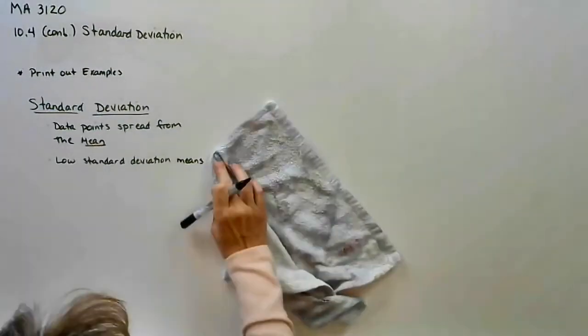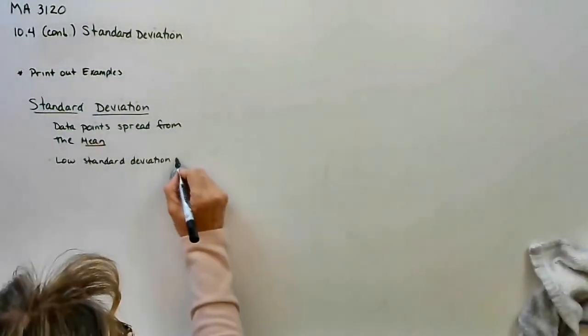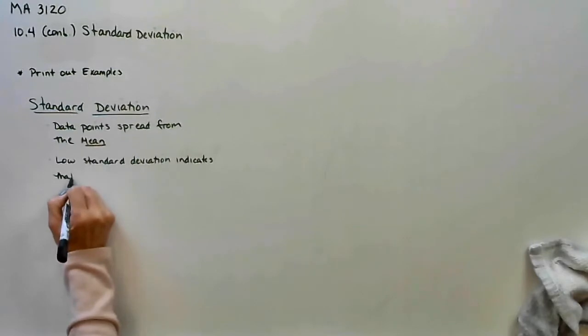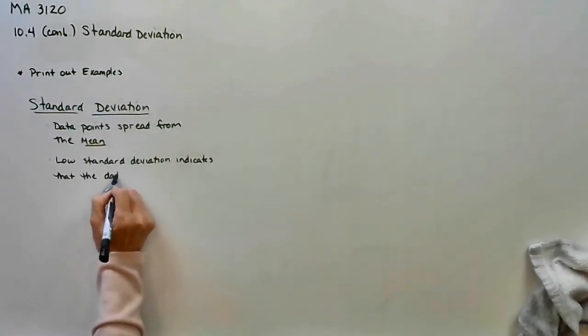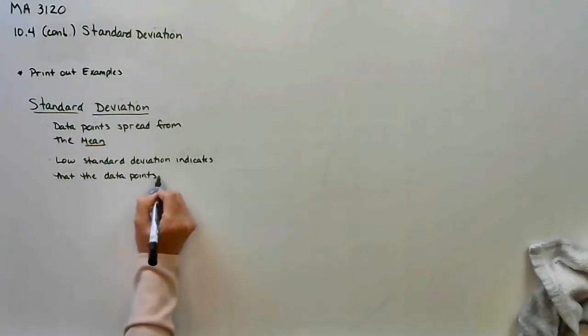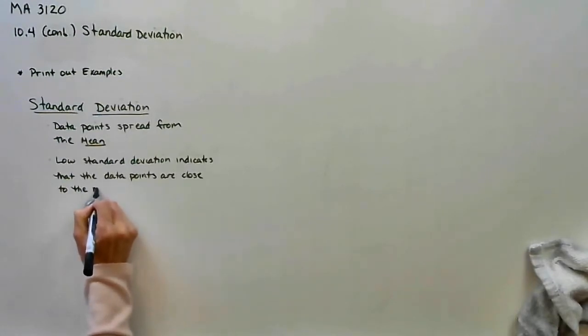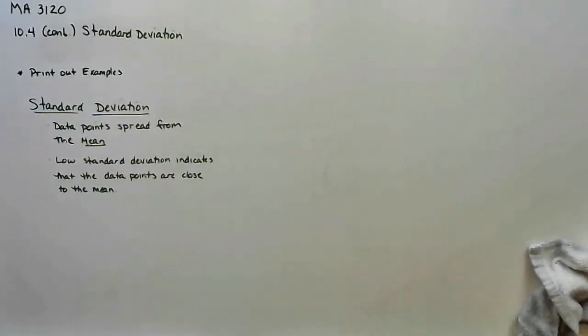I should say indicates, then I don't have the same wording here twice. And then, of course, conversely, a high standard deviation or a large standard deviation indicates that the points are farther away from the mean. Okay, so I'll let you write that down. A high standard deviation or a large standard deviation means that the data points are farther from the mean.